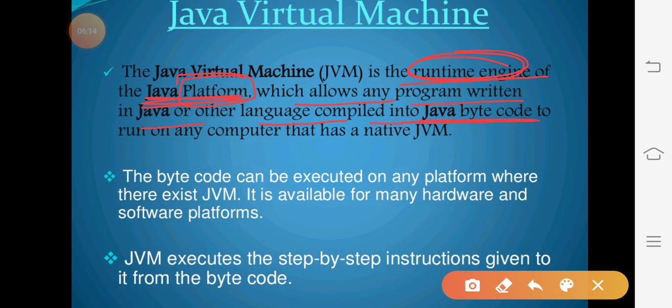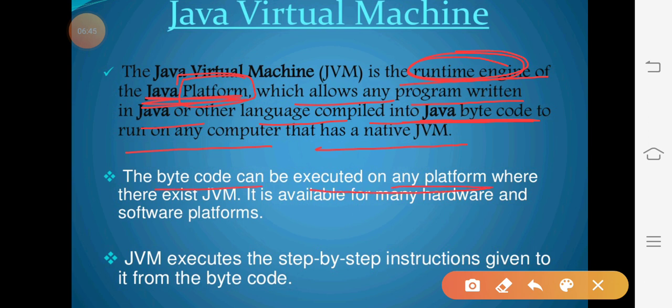उसको कन्वर्ट किस में करता है, whatever program you have written in any of the languages that will get compiled into the bytecode to run on any computer that has a native JVM. देखो जावा प्रोग्राम्स को रन होने के लिए आपको क्या चाहिए, you need what, JVM. Any computer system which is having JVM in it, you can easily run the Java programs on it. आप उस पर ही सिर्फ जावा प्रोग्राम्स को रन कर सकते हो जिसमें JVM इंस्टॉल्ड होगा, अदरवाइज इट्स नॉट पॉसिबल.